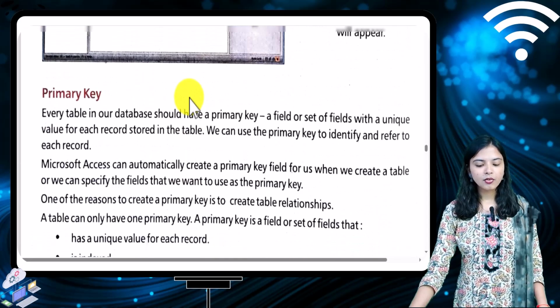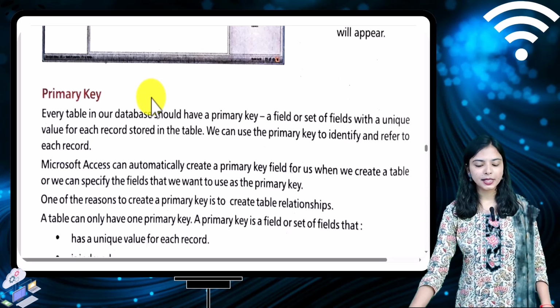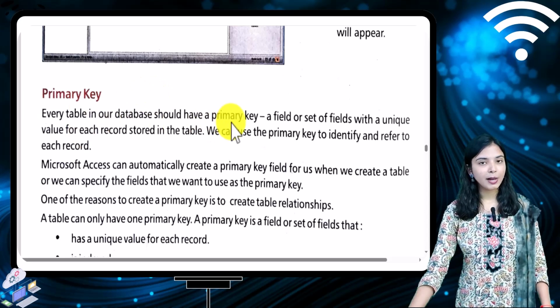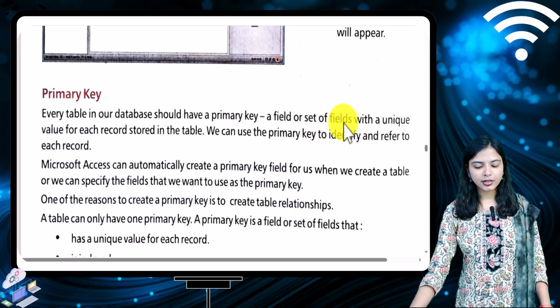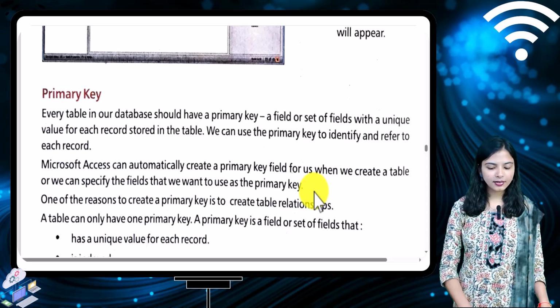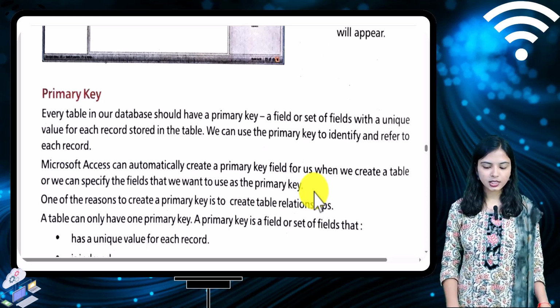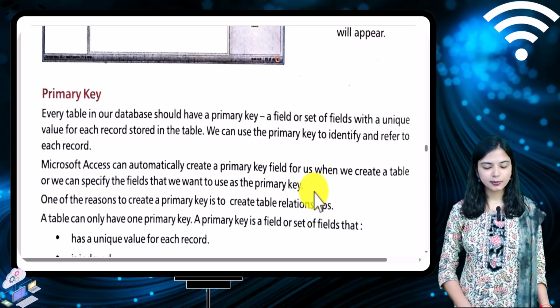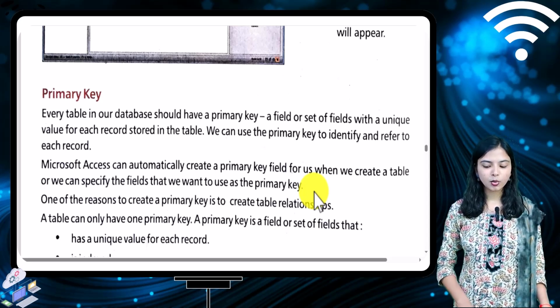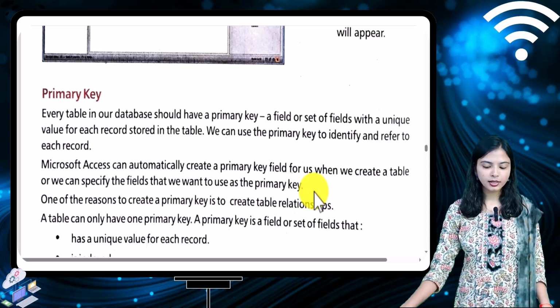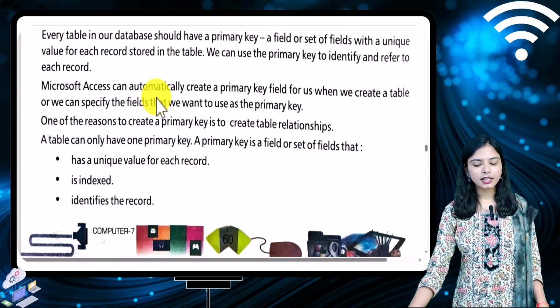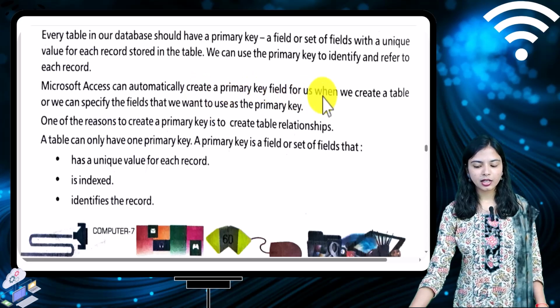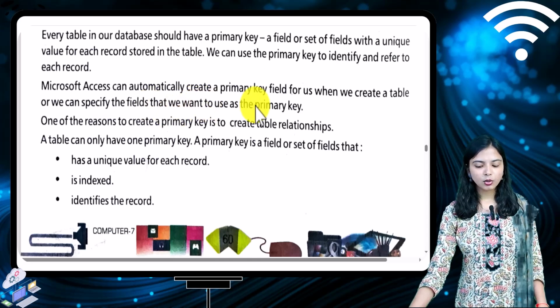Okay. Now we will learn about the primary key. So what is the primary key? Every table in our database should have a primary key, a field or set of fields with a unique value for each record stored in a table. We can use the primary key to identify or refer to each record. Okay. Microsoft Access can automatically create a primary key field for us when we create a table, or we can specify the fields that we want to use as a primary key.